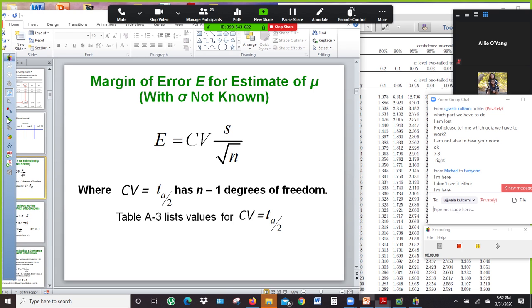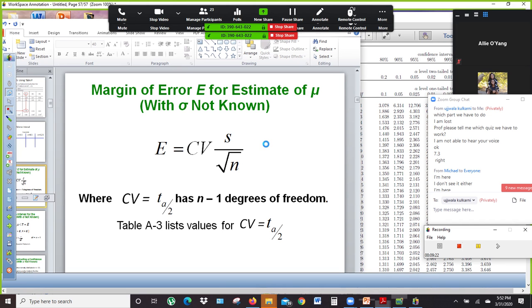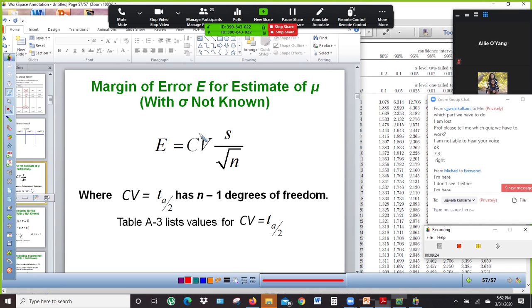All right, so margin of error, it's pretty similar to the last thing. Your error is equal to your critical value, whatever that is from your table, in this case from the t-table, multiplied by the standard deviation for a sample, s over square root of n. And again, for your critical value, you're using n minus 1 degrees of freedom.